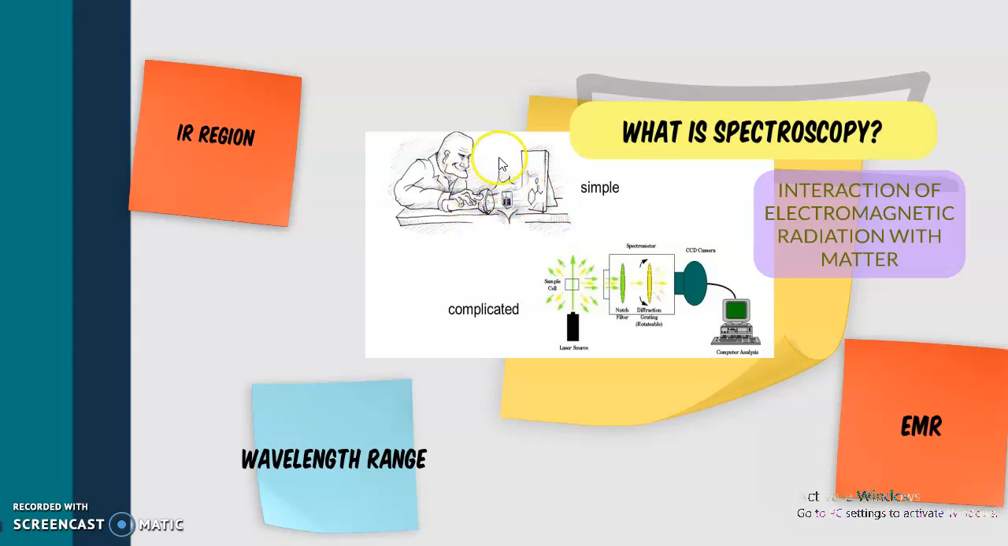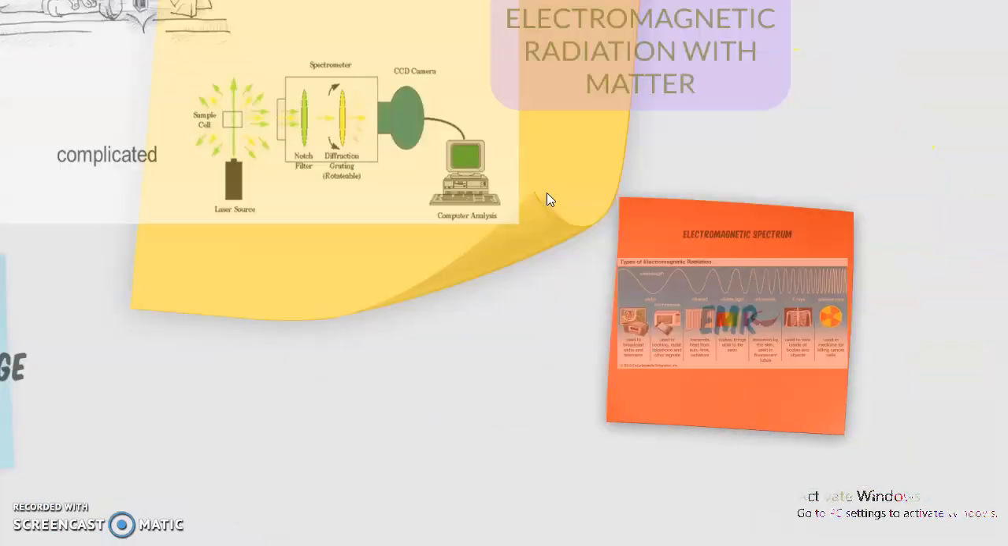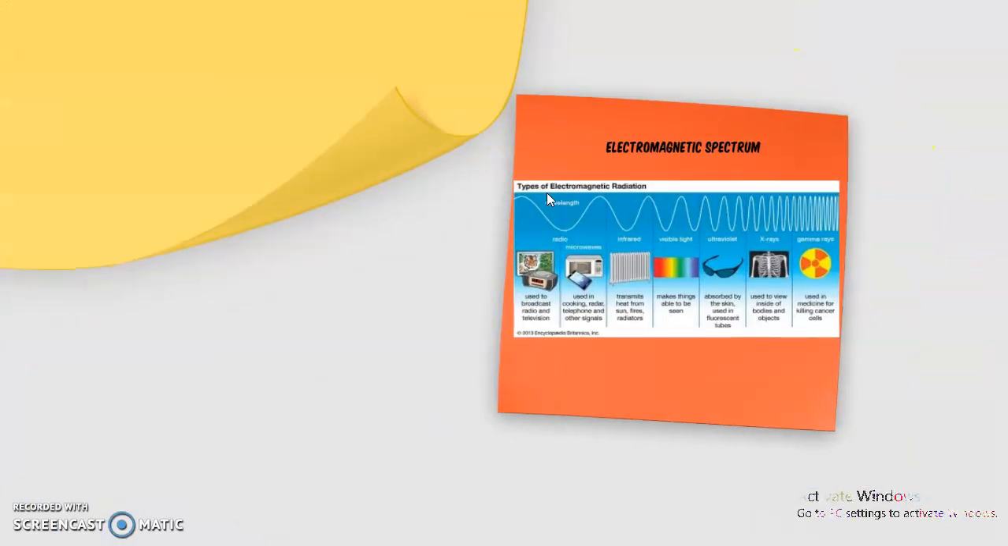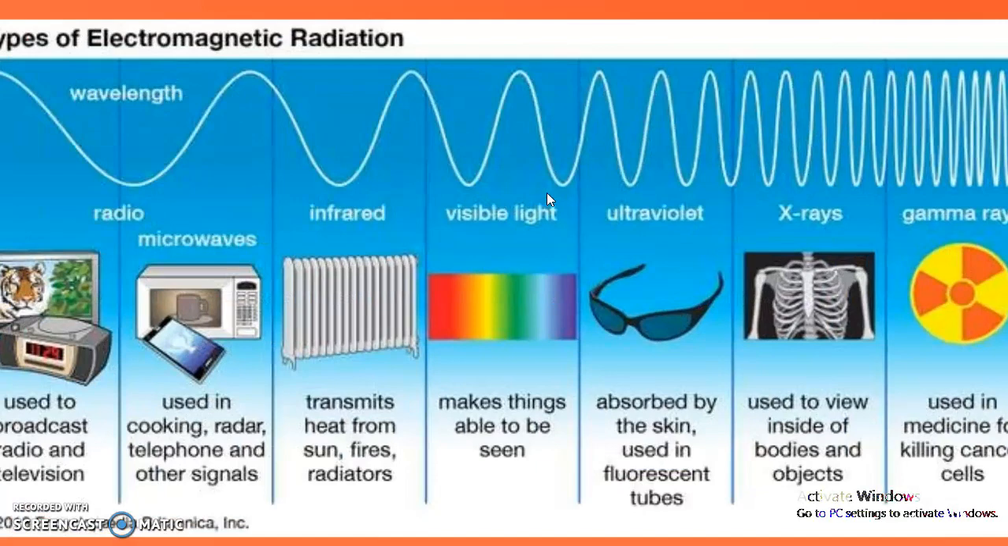When any electromagnetic radiation interacts with matter, I gather some information due to that, and that information is about the structure or its functional group or some other information, and that is nothing but spectroscopy. So rather than being complicated, we should know a simple thing: interaction of EMR with matter is nothing but spectroscopy. So when we say EMR, what exactly is this electromagnetic radiation?